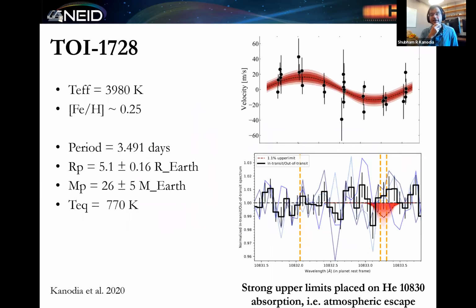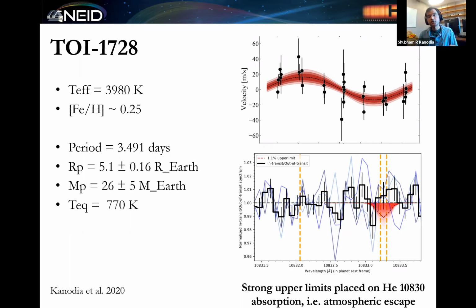So one of these systems that I worked on is TOI-1728, which is a super Neptune around an early type M dwarf, an M0. The really interesting thing about this system is that we were able to obtain spectra for this planet during its transit. Using that, we can place limits on the atmospheric escape of helium 10830, which is basically a tracer to measure the amount of atmosphere that the planet is losing. And that's commonly attributed to photoevaporation, or high energy ionizing radiation from the host star.